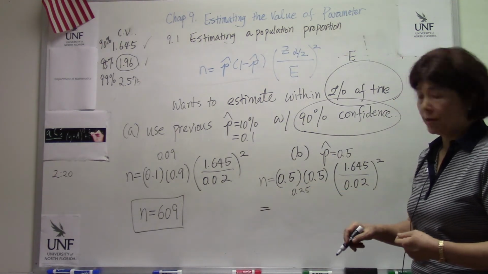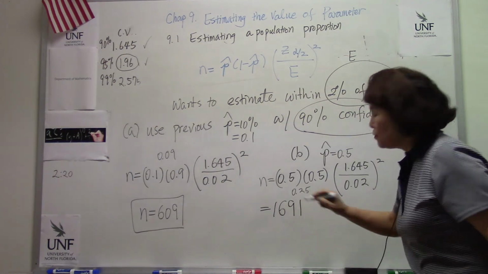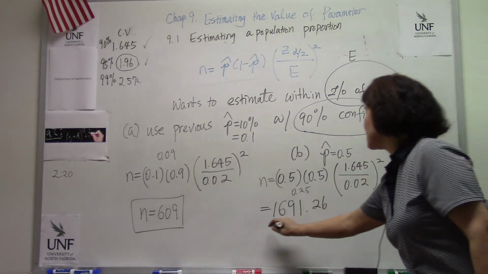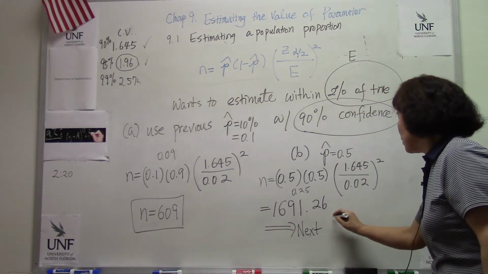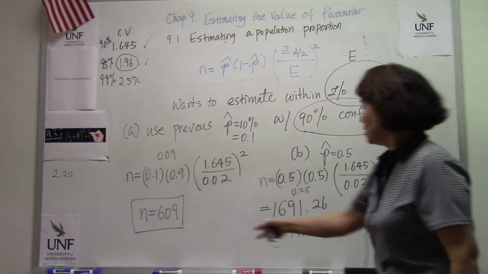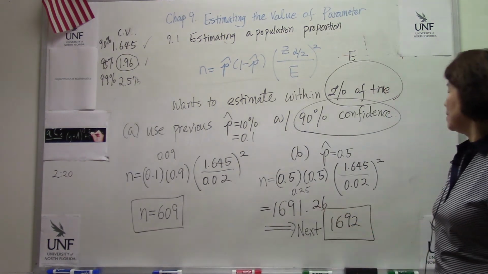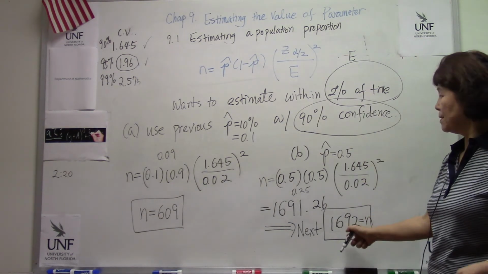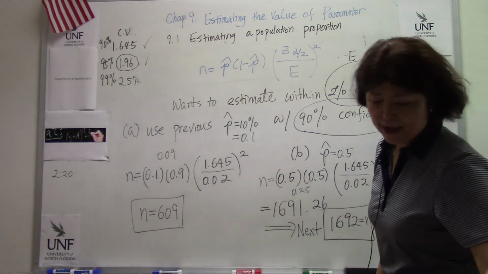This is a lot larger, okay? So the sample size has to be 1,691.26. Again, this is less than half, but still you go to the next. That's why I'm emphasizing, writing over here, next, which is 1,692. I know there's a huge difference, okay? Huge difference. So if the economist wants it this way, the sample size should be more than 1,000. But that's what you have to do.